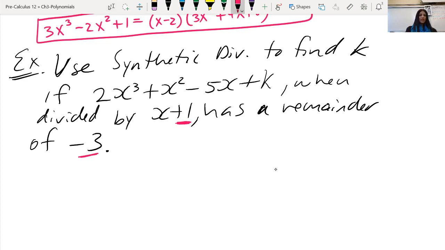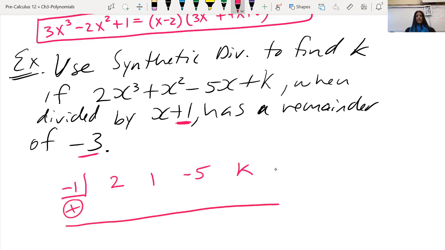So you want to take this minus 1 and set it up over here in the corner. See, in this question it does tell us to use synthetic division, so you do have to use it instead of long division, which you'll probably want to do anyways. And then let's take this. We have a 2. We have an x squared next, so I can put a 1 there. We have a minus 5x, so we don't need a placeholder. And then at the end we have a k. So I'm just going to pretend that the k is no big deal for now. And then when I look at this, it also tells me it has a remainder of negative 3. Well, we know that the remainder must end up at the end.